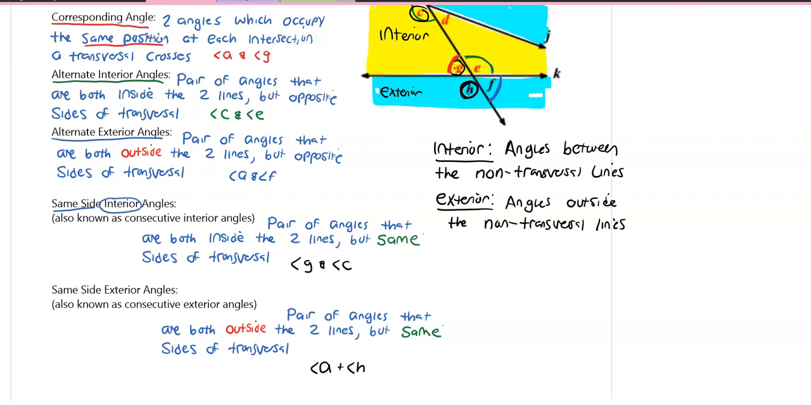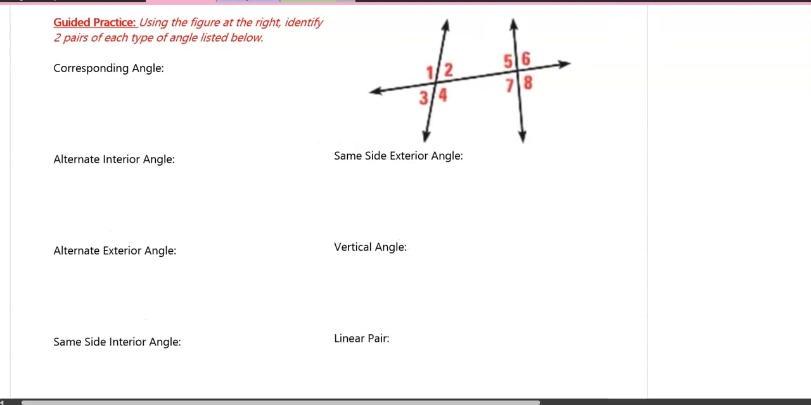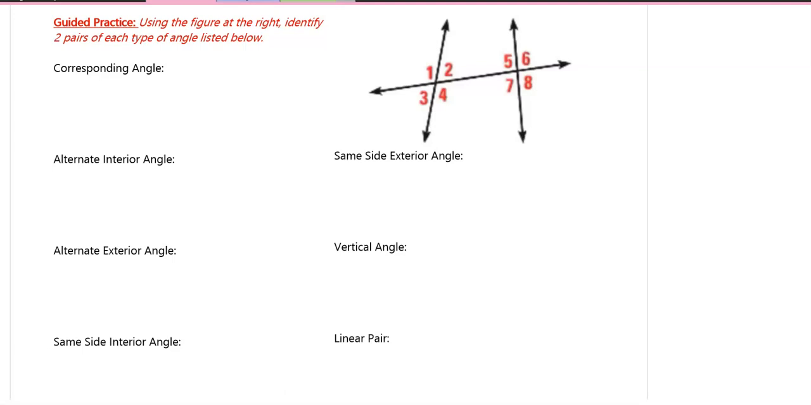So let's take a look at some examples of this, and we can look at a different diagram where we can do the same thing. So in this figure at the right, I would like you to identify at least 2 pairs of each type of angle. So take a moment and pause this video so that you can try that yourself. And then when you're done, we'll go through some different examples to make sure you're correct.